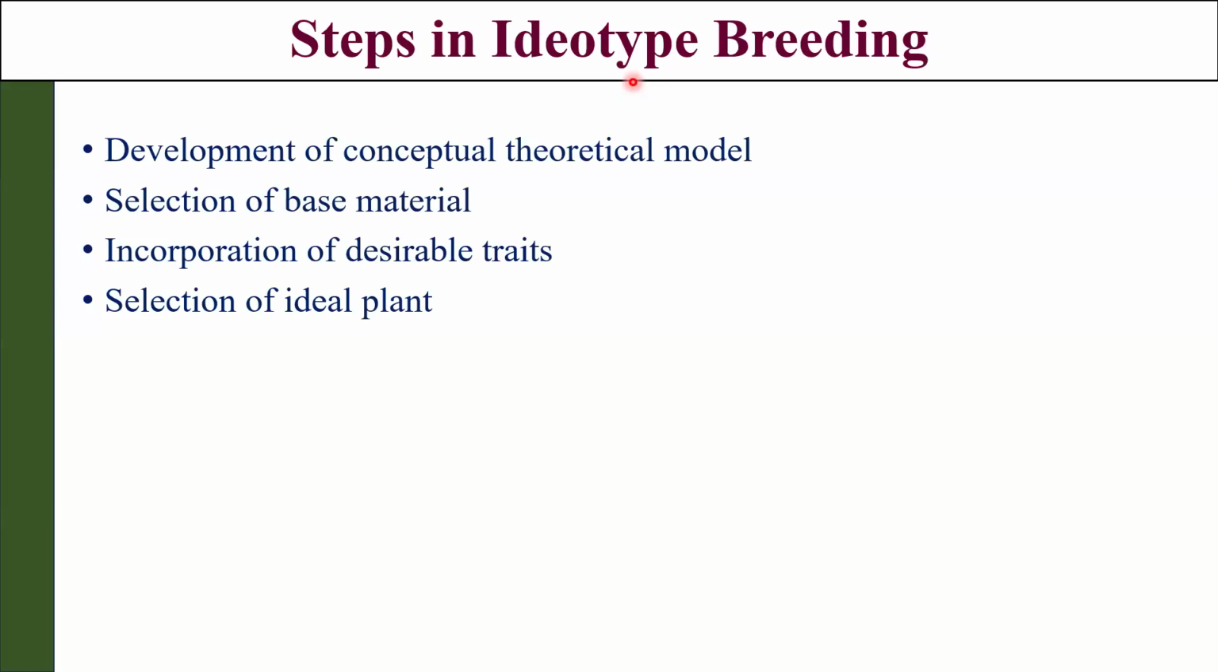Then, what are the different steps we need to follow in ideotype breeding? First, you have to develop a conceptual theoretical model. As I said, for rice, developing a model means you should have a semi-dwarf stature, a moderate number of tillers, erect leaves with a V-shaped angle. Then you should have a very good grain number per panicle, and you should fix how much grain number per panicle.